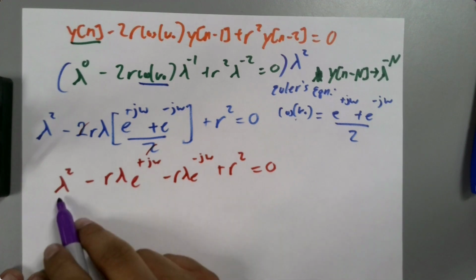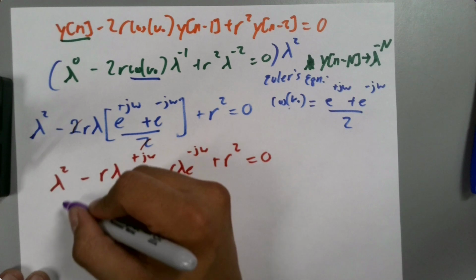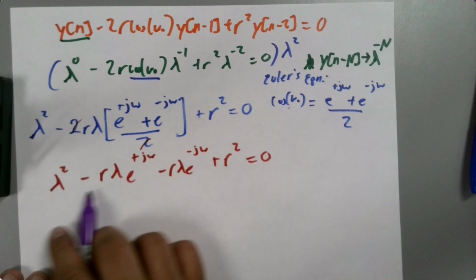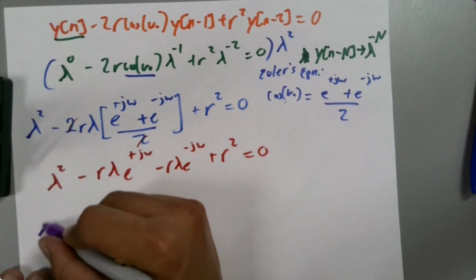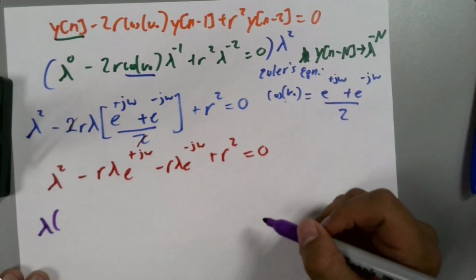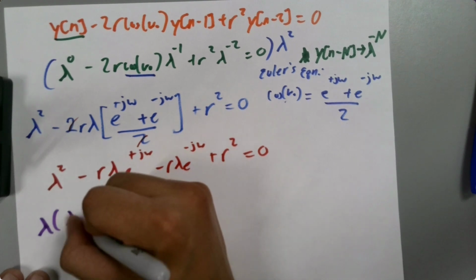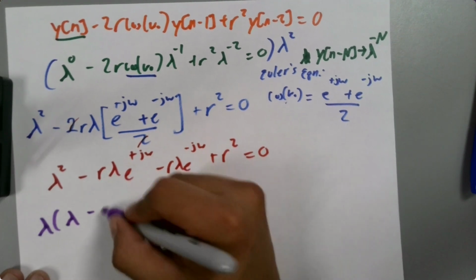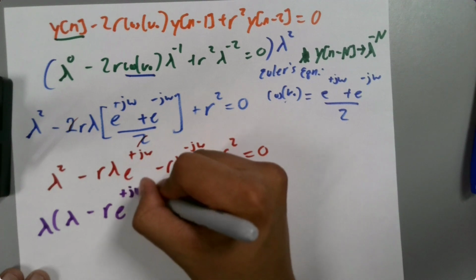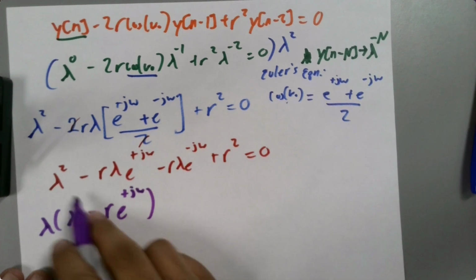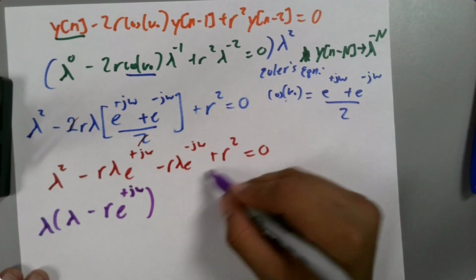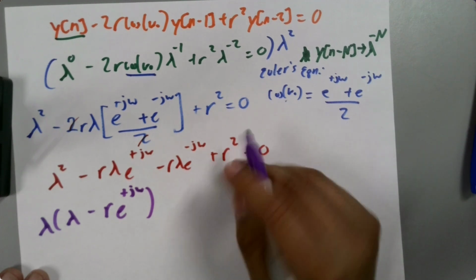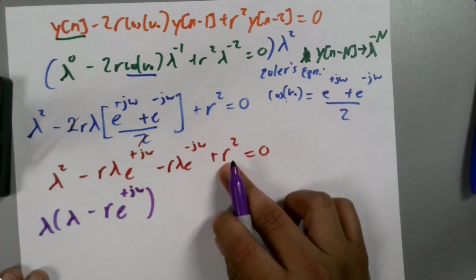One of the things I want to substitute out is this lambda right here. Right? So if I were to pull out a common term from here, from this term here, I can pull out one lambda. And what do we get here? We get a lambda minus r e to the positive j omega. All right? So I'm just pulling this lambda out. And I can play with this right now. Here's the r.